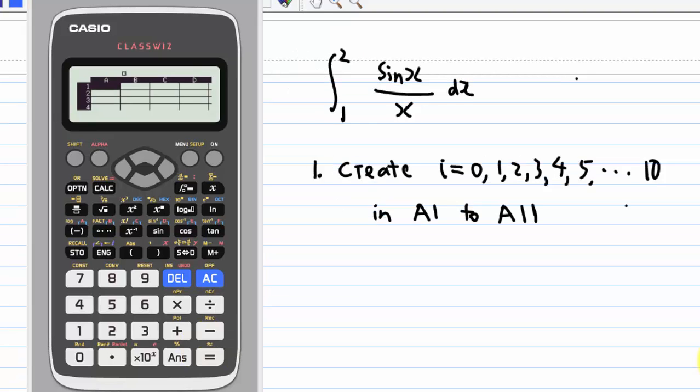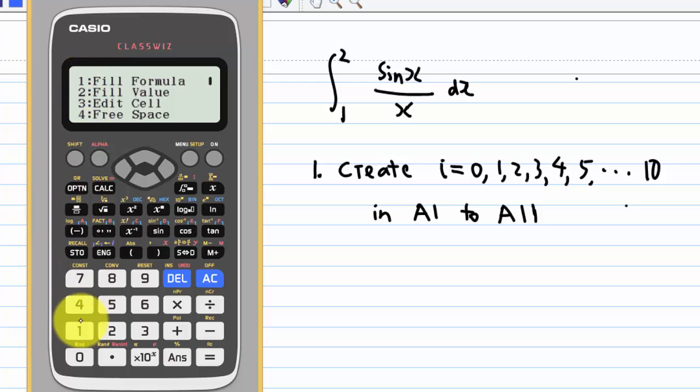Now that we are in the CASIO spreadsheet, we are going to create i equals 0, 1, 2, 3, 4, 5, all the way to 10 in cells A1 to A11. Altogether, there are 11 points. First, we enter 0 into cell A1, and then enter the formula by using option, select 1, fill formula, then enter A1 plus 1.